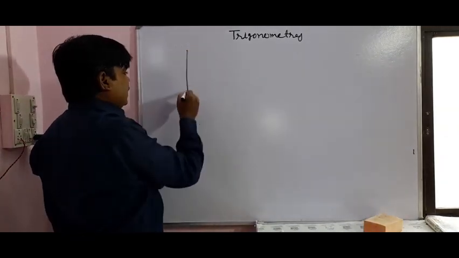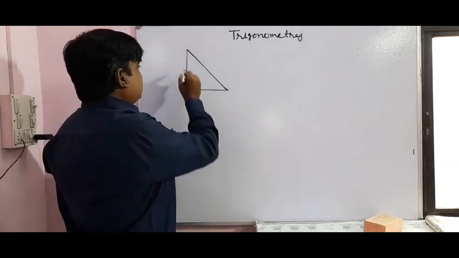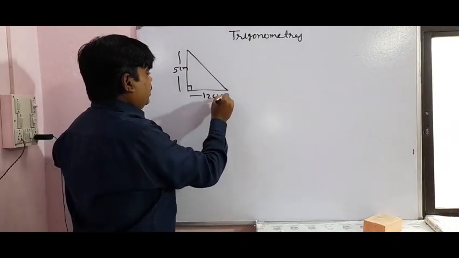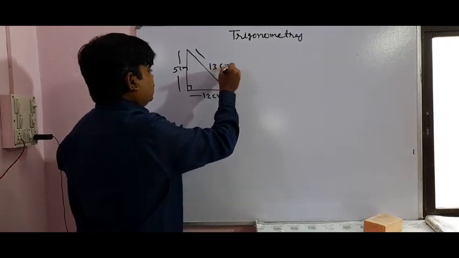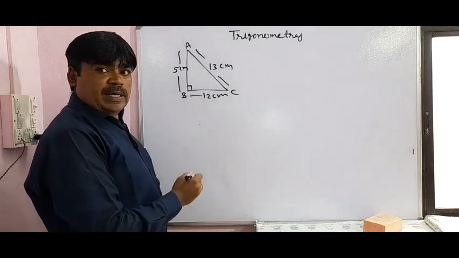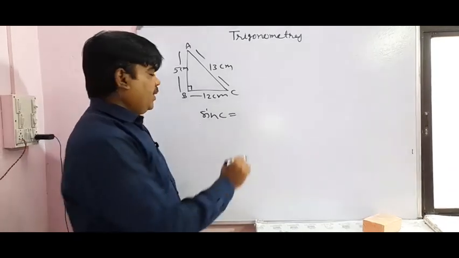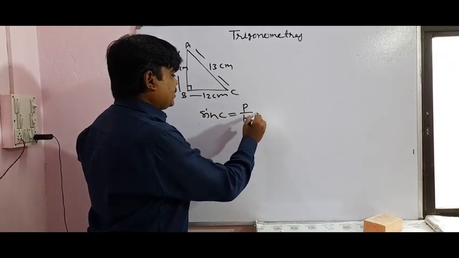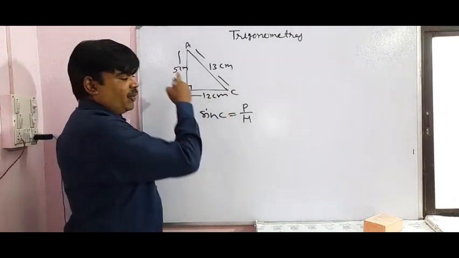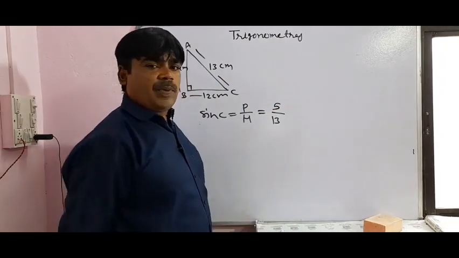If we are given this right angle triangle with sides 5 cm, 12 cm and 13 cm, so we have all three sides, name them A, B, C. So for angle C, we can write sin C. The value of sin C will be perpendicular upon hypotenuse. In this figure you can see easily that the perpendicular for this angle C is 5 and the hypotenuse is 13. So the answer is 5 upon 13.